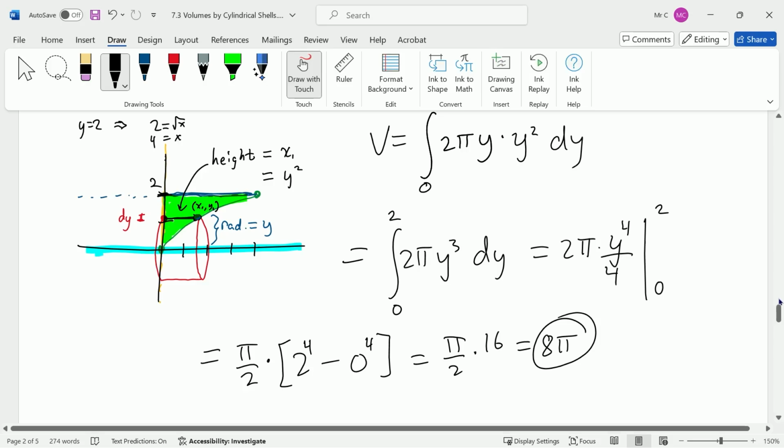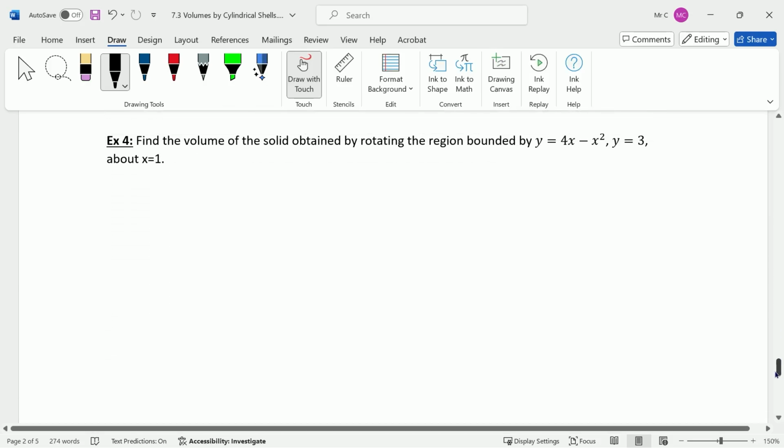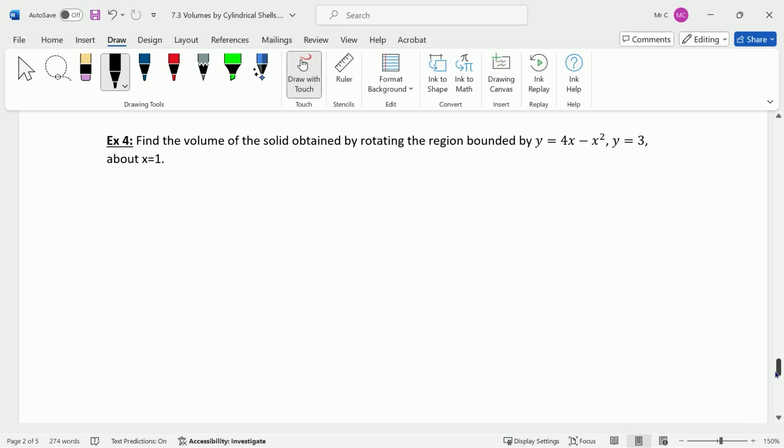Okay, let's dig into another example. Find the volume of the solid obtained by rotating the region bounded by y equals 4x minus x squared, y equals 3, about x equals 1.